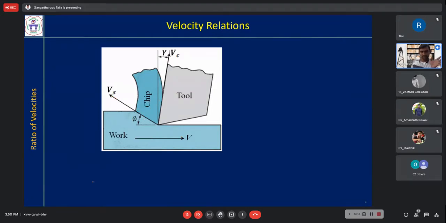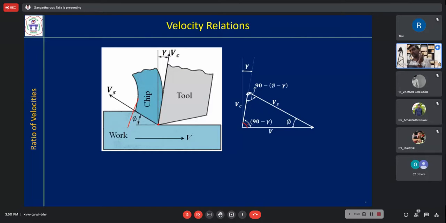So now you consider this velocity triangle. So that is V. It is Vs. That is Vc. Instead of considering it here, you consider this location. Vc. And that angle is gamma. Now find out the remaining angle. So that is 90 minus gamma because total is 90. So what will be the remaining? 90 minus phi minus gamma because total angle is 180 degree.